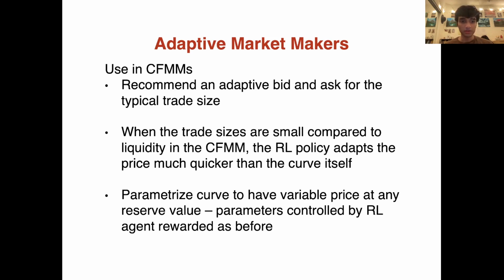Therefore, the way we can use the above algorithm in a CFMM is in 2 or 3 manners. Firstly, you can use it to provide an adaptive bid and ask price for a fixed trade size. Either that, or when the trade sizes are too small compared to the liquidity in the CFMM, the RL policy can adapt the price much quicker than the curve itself. Or we can parameterize the curve to have a variable price at any reserve value. The parameters can be controlled by the RL agent, rewarded as before.